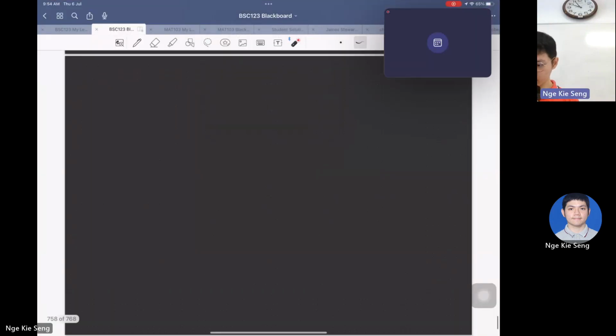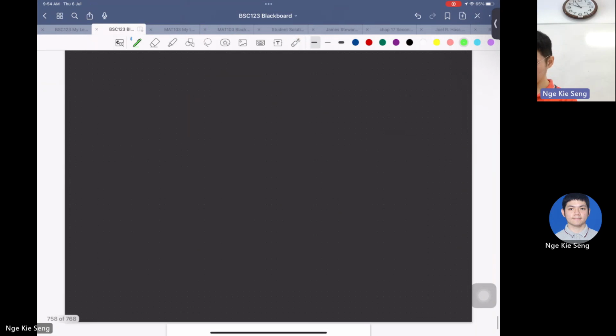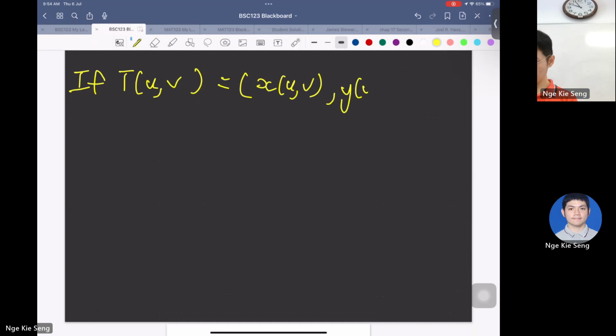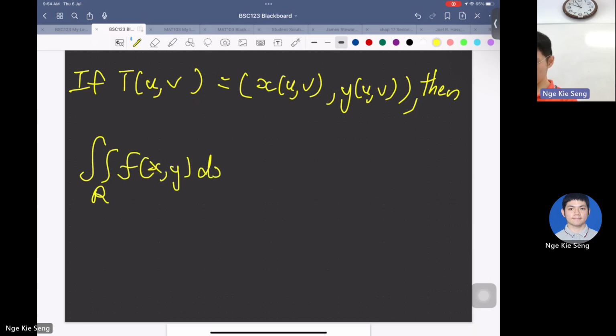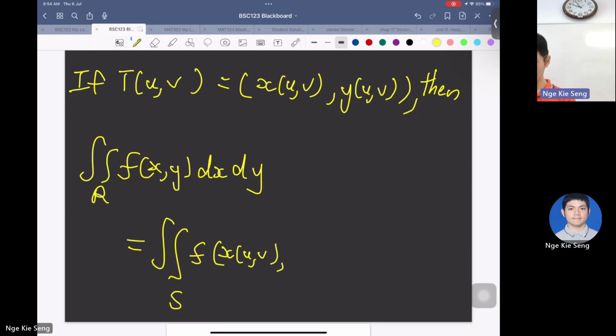Okay, so let me repeat. This one is quite important and maybe easy to confuse. If we have a transformation and we change variable from rectangular coordinates to u, v, what do we have? We first substitute our x, y in terms of u, v, and then we introduce the Jacobian. Here we put the absolute value of the Jacobian, du dv.